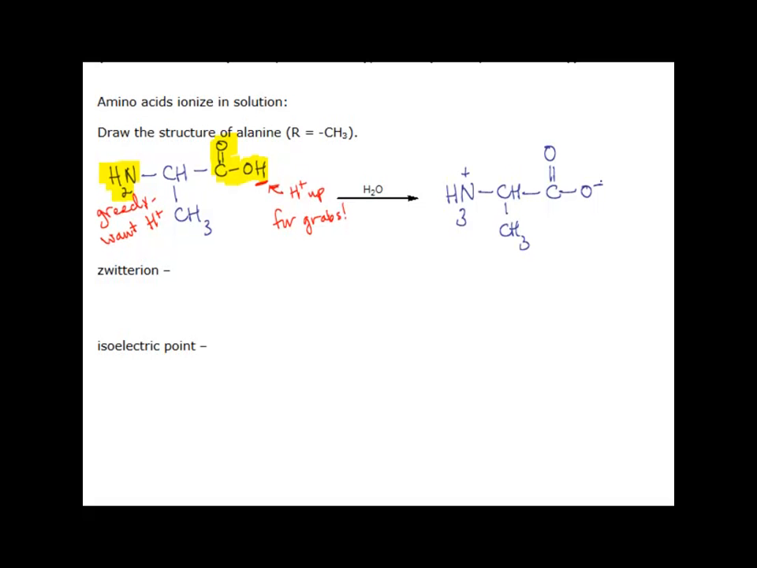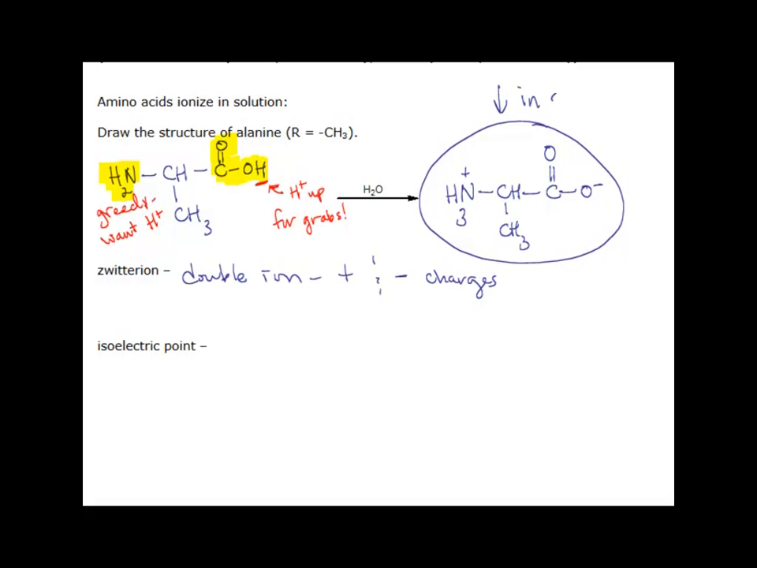So this is what I mean when I say amino acids ionize in solution. This is called a zwitterion. It means hybrid ion, or double ion, because it has a positive and negative charge at the same time. So when you put amino acids in solution, this is how they exist. You're not going to see them in their neutral form. They don't exist like this. So this is how they exist in solution.